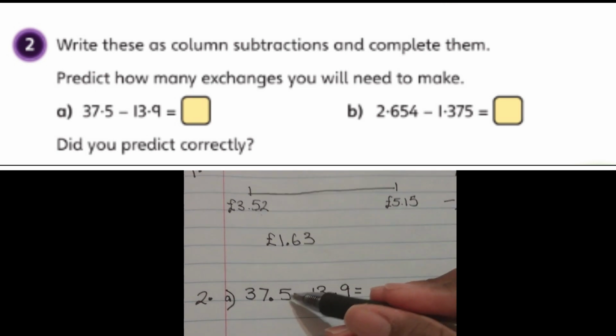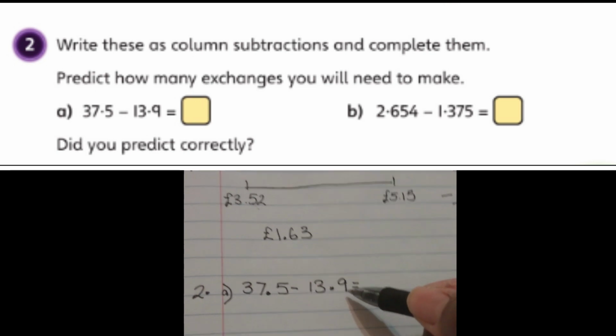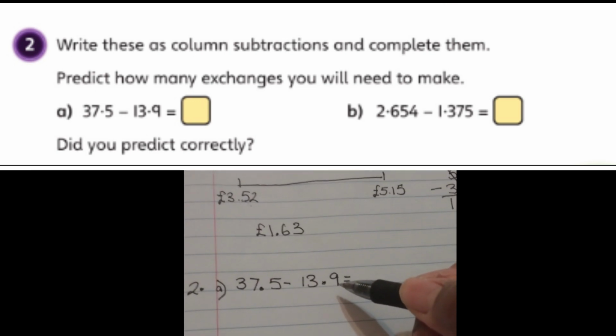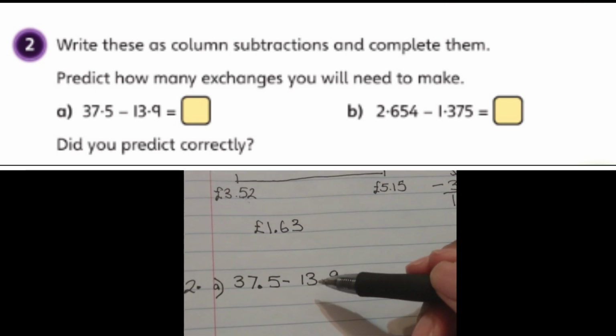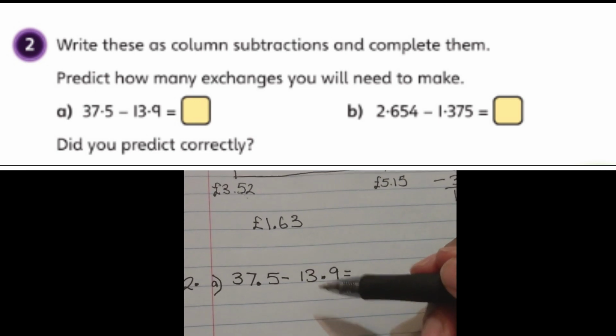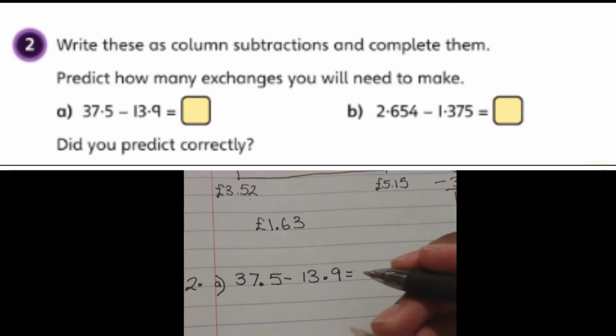So this would be 5 take away 9. I already know I can't do that because it's more on the floor. So I'd have to make at least one exchange. That just means I regroup. Then I have 7 take away 3. That I could do even if I steal 1 from the 7, and 3 take away 1 I can do. So I think I'm going to have one exchange.